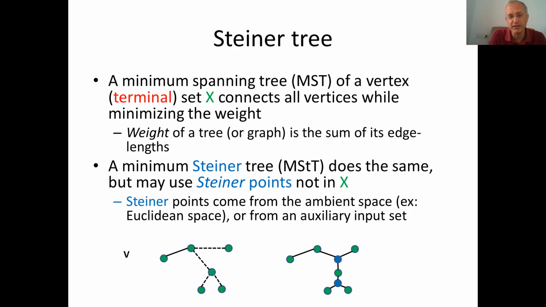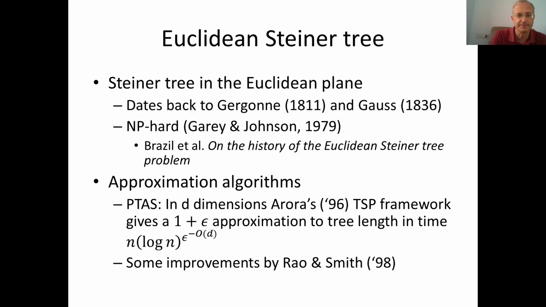So here in the picture, on the left, we have a spanning tree, and on the right, we have a Steiner tree that uses these blue nodes that are not part of the terminal set X. Now, Steiner tree in the Euclidean plane is an old problem. It dates back to the beginning of the 19th century, to the mathematicians Gergonne and Gauss. It also appeared in the original list of NP-hard problems of Garey and Johnson. And here you can go to a summary of the history of this problem.